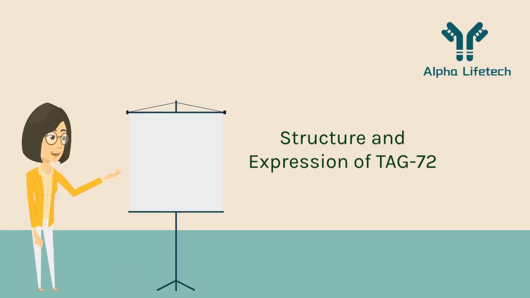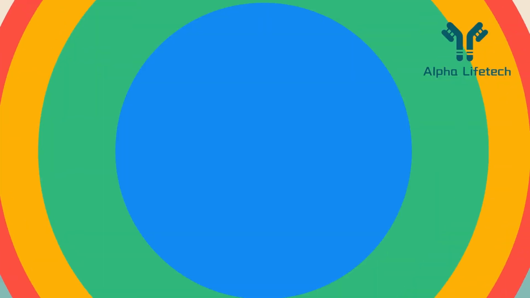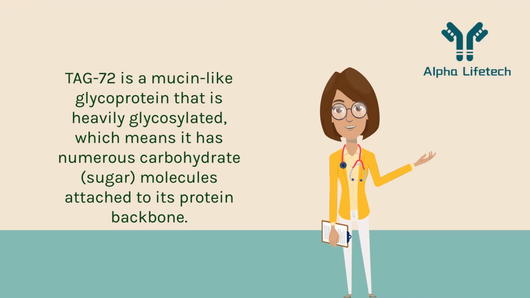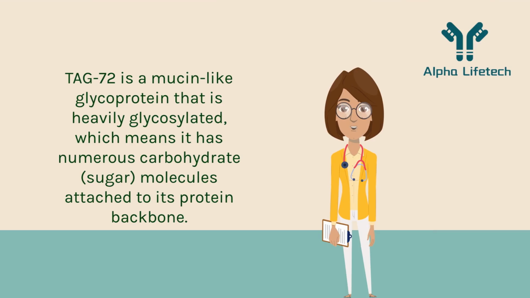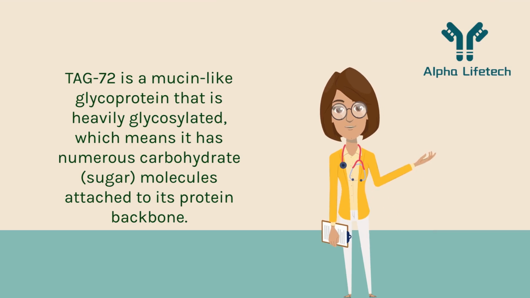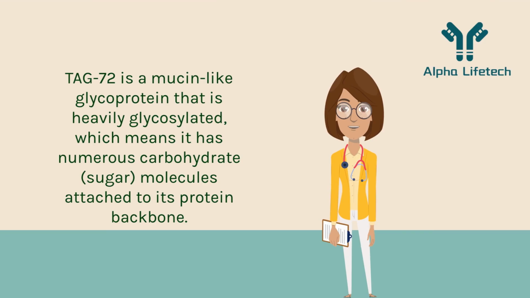Structure and expression of TAG-72. TAG-72 is a mucin-like glycoprotein that is heavily glycosylated, which means it has numerous carbohydrate, sugar, molecules attached to its protein backbone.